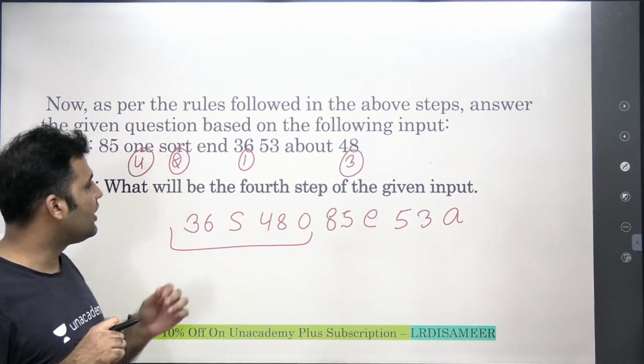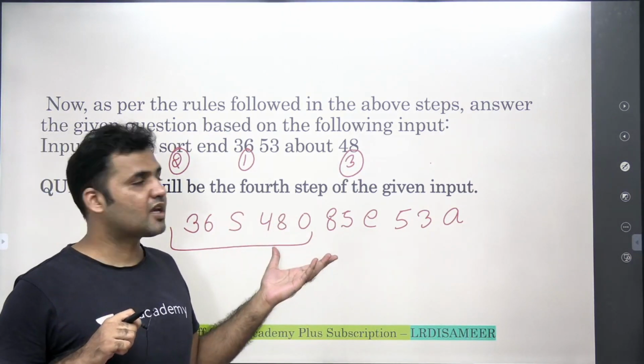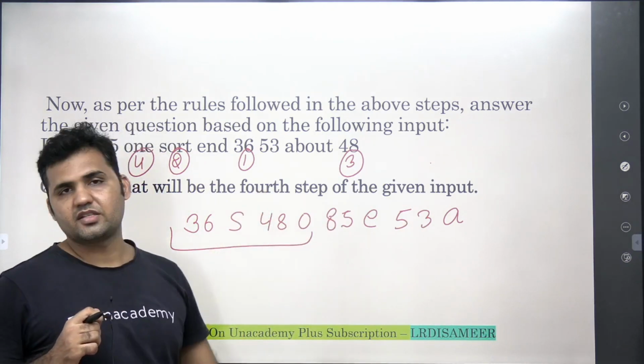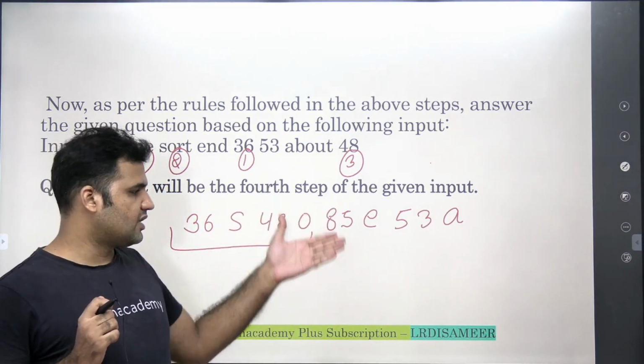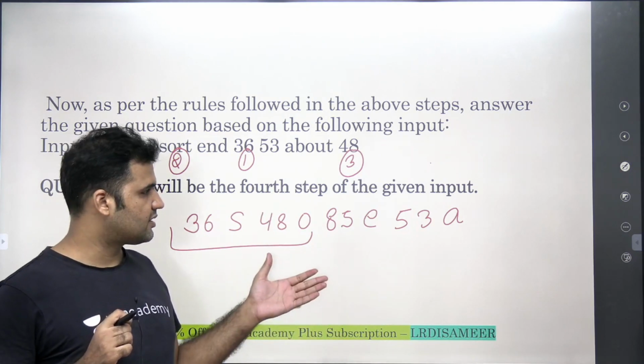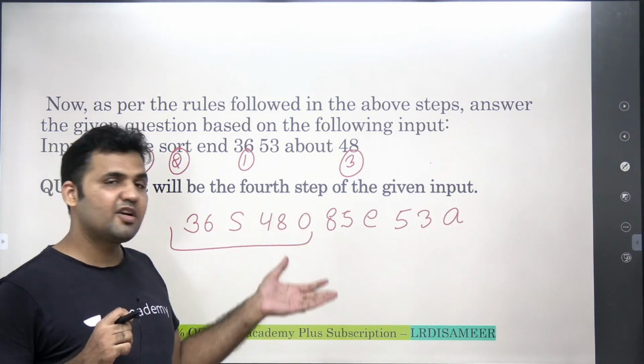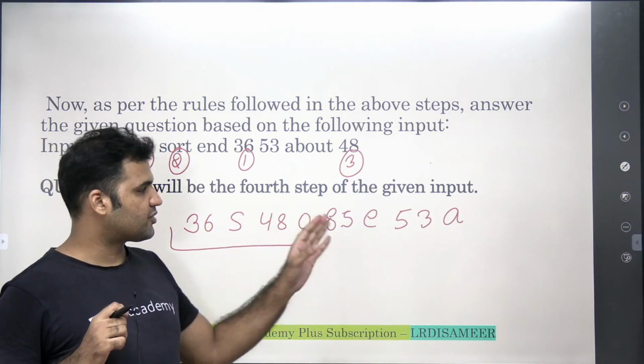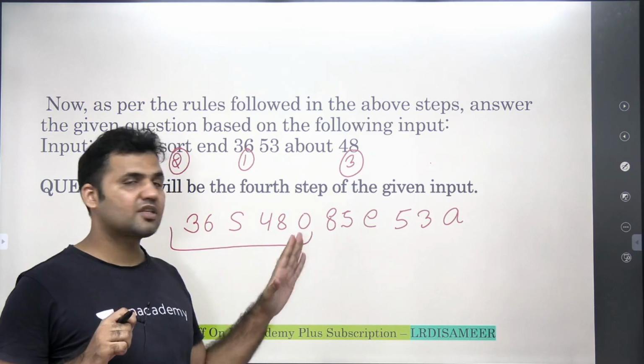So what is the arrangement of the 4th step of the given input? This is the arrangement of the 4th step of the given input, and this is the answer of the question. Now I did not write down the options because the availability of space became less. Just to explain the concept, I'm straight away telling you how to write down step number 4.